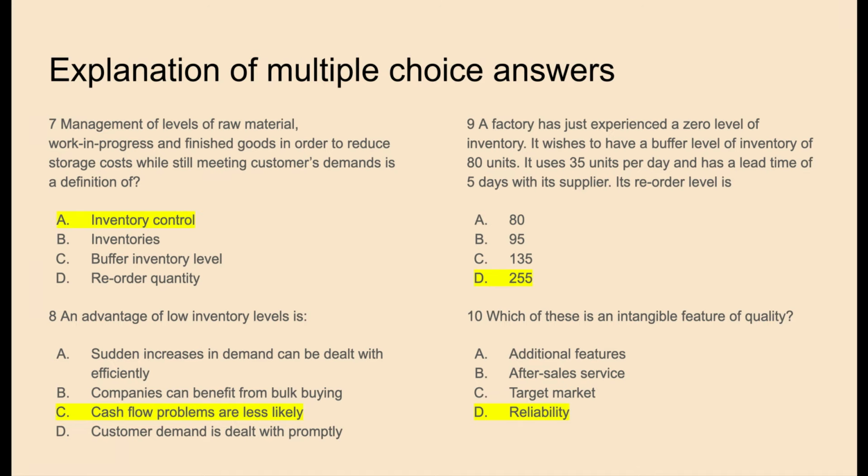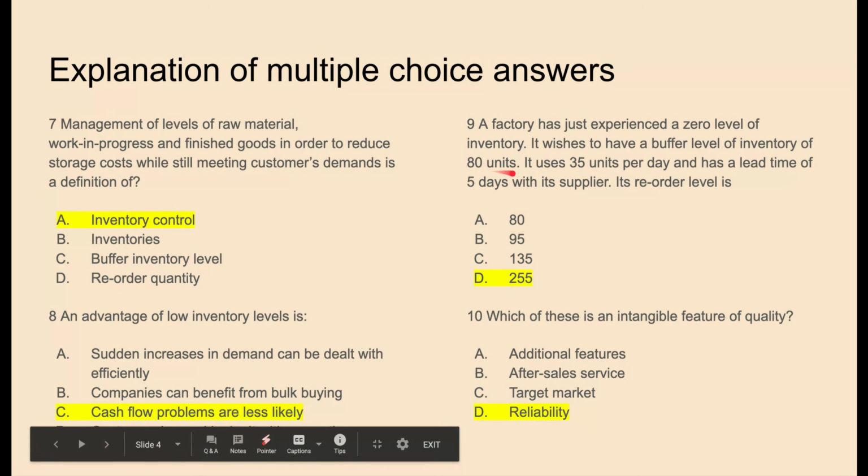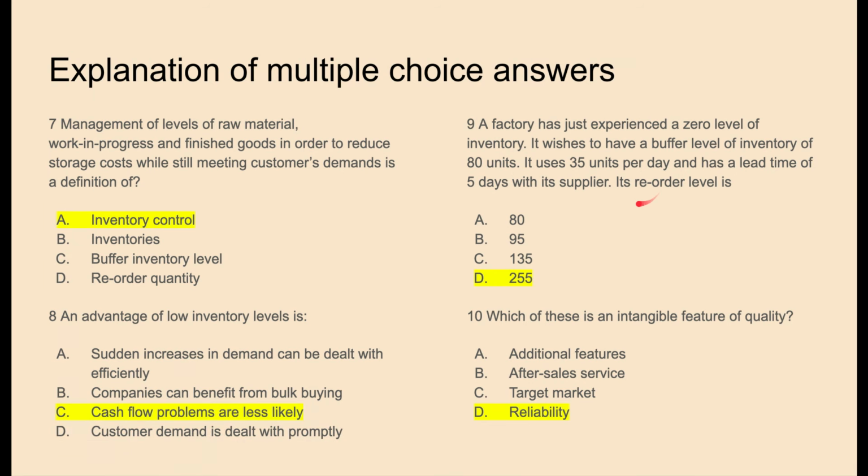Our reorder level would be basically taking the 80, which we want as our buffer level, and adding 5 lots of 35 for the amount of usage that we're going to be using per day. So effectively we've got 80, and we're going to then take 35 and times it by 5 to give our lead time, the amount we need to give our supplier in terms of them providing reorders. So we're going to add those two sums together. We're going to take 80 and add 35 times 5 to that, and we arrive at the answer D, which is 255.